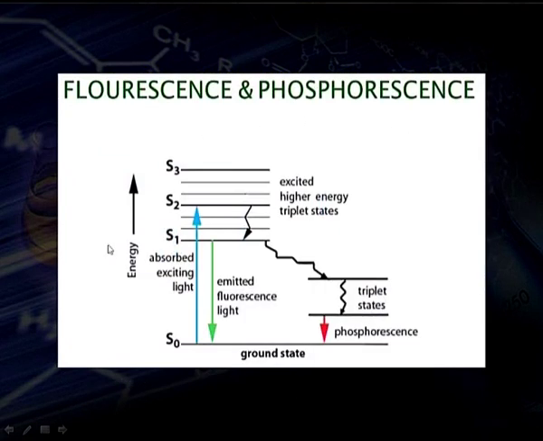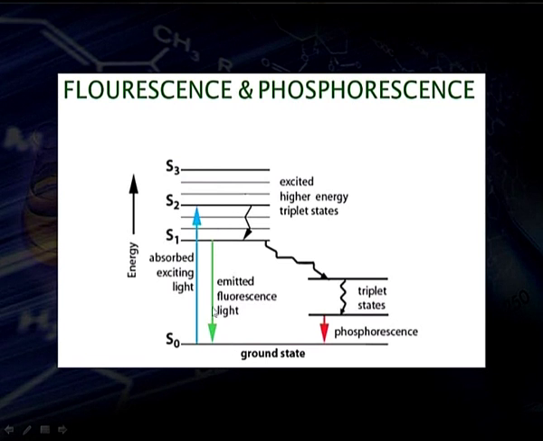Fluorescence and phosphorescence. This is the diagram by which we can see what is fluorescence. We are basically concerned with fluorescence. This is the ground state S naught. There are different excited states. The electron jumps from the ground state to a higher level. Now, from the higher level, the electron comes back to one of the excited states by losing some energy, and thereafter it comes back to the ground state.